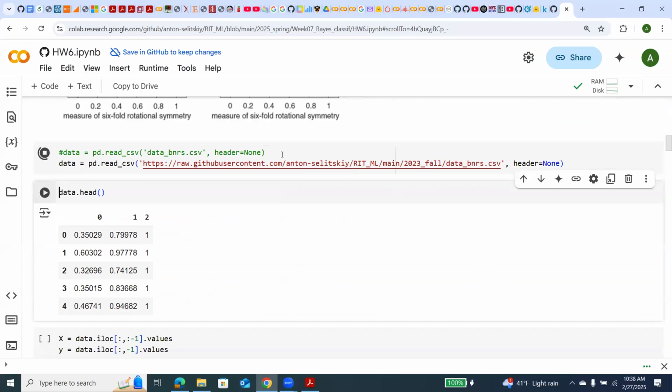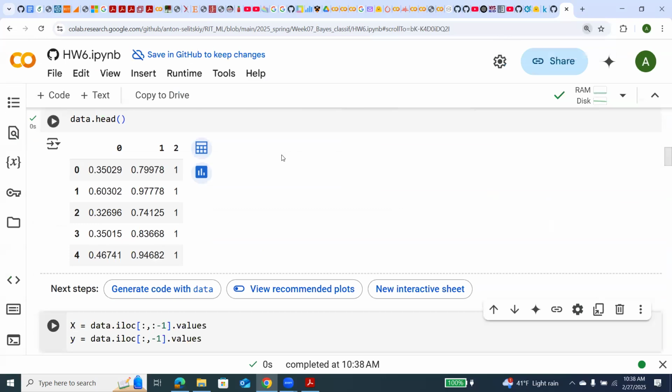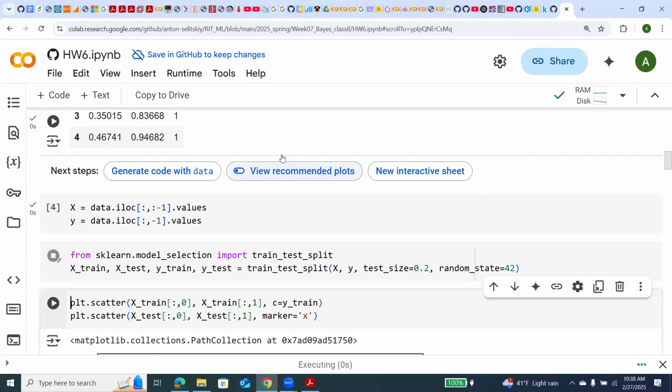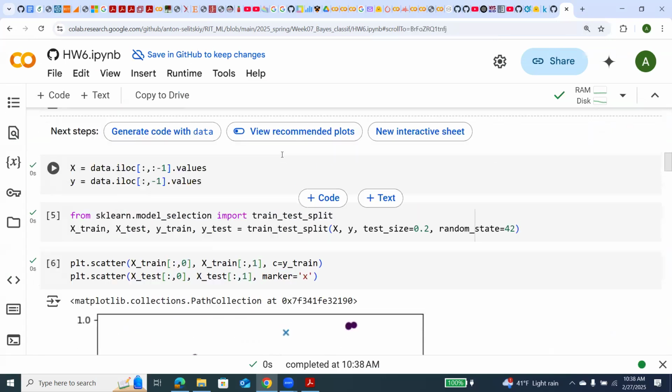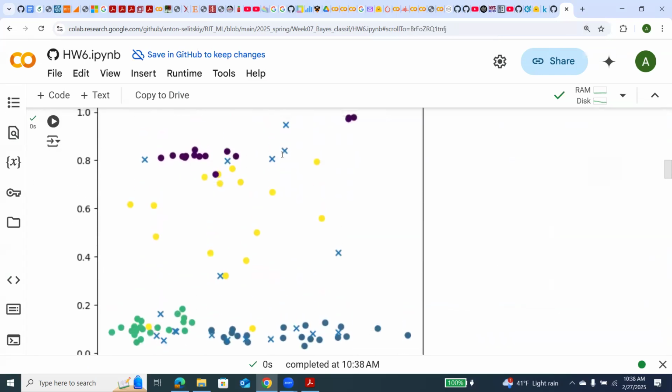So, upload data. Data looks as follows. You have features and you have classes, and you will have four classes. This is just the beginning of the table, so that's why the class is one. Then I separate into train and test. The crosses are test points.